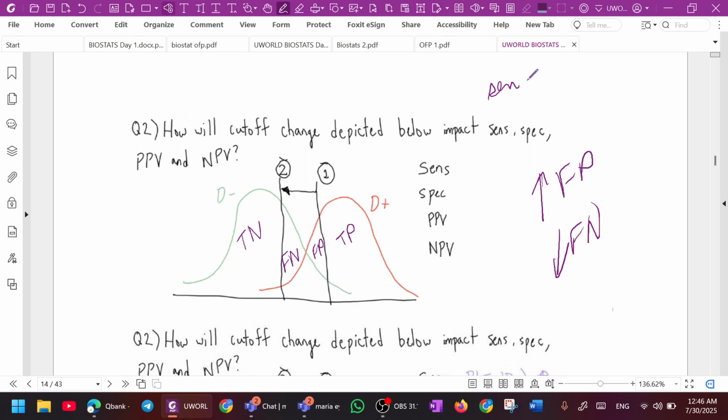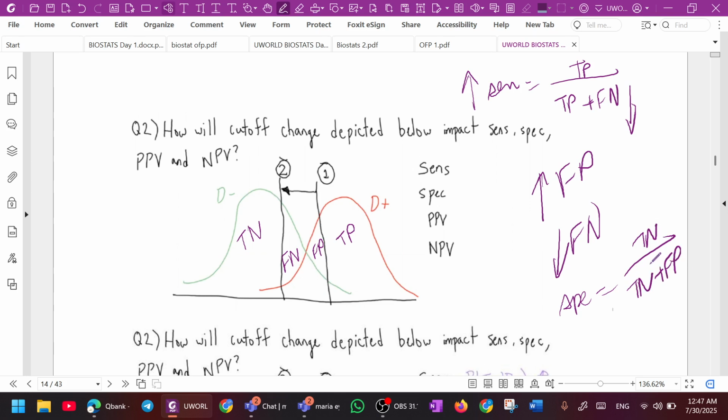Now, the sensitivity. According to the formula, sensitivity is true positive divided by true positive plus false negative. False negative is going down, so sensitivity is going up. For specificity, it is true negative divided by true negative plus false positive. If false positive is going up, specificity is going down.